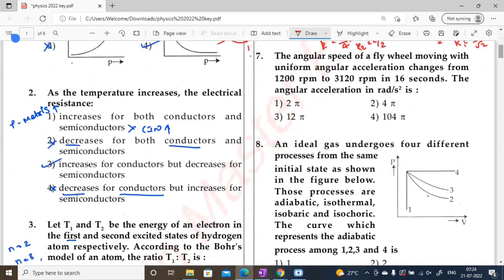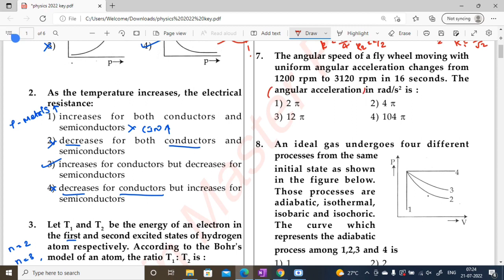Next question. The angular speed of the flywheel moving with uniform acceleration changes from 1200 rpm to 3120 rpm in 16 seconds. The angular acceleration in radians is actually, it's also a very simple question. We know the formula for angular acceleration. So whenever, my good suggestion, when you get a question, try to first write the formula to find. So to find here is the angular acceleration.